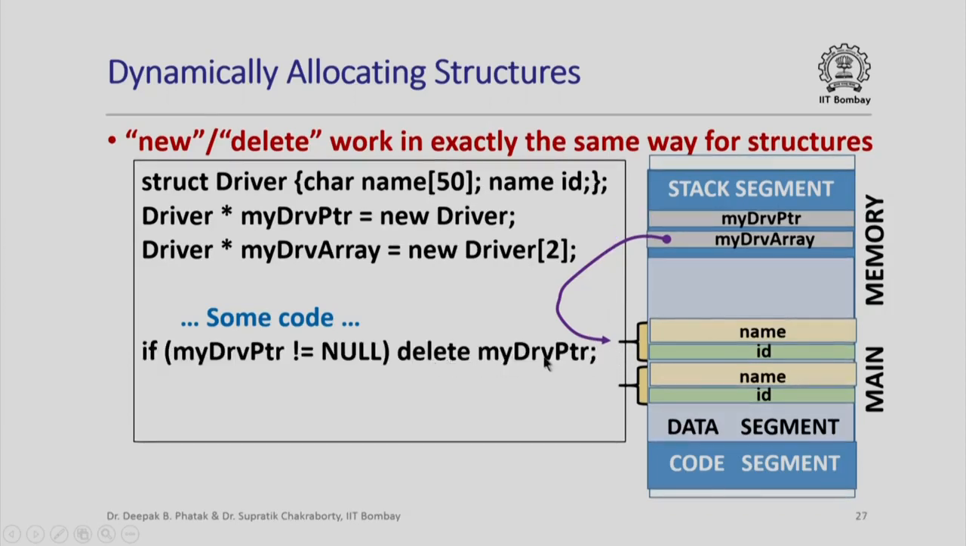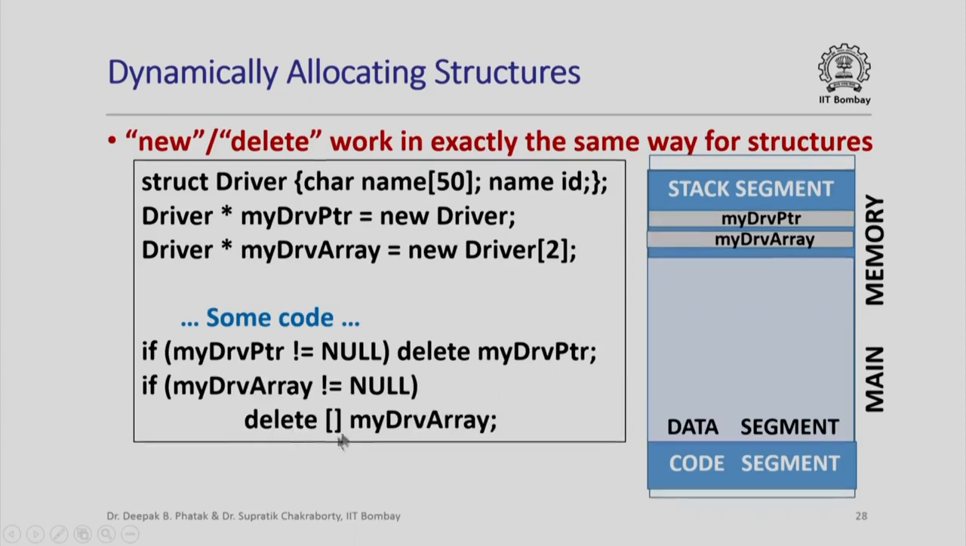And of course when I say delete my drvPointer, the entire space for the object of type struct driver that was being pointed to by my drvPointer, the entire space for that object that was allocated on the heap will be released. And similarly when I say delete as an array my drvArray, then the entire space in the data segment or heap that my drvArray was pointing to, when viewing that space in the heap as an array of structure type driver, that entire space is going to be released. So this statement basically asks us to release the entire space in the heap that my drvArray is pointing to, where that space in the heap is going to be treated as an array of object type driver.